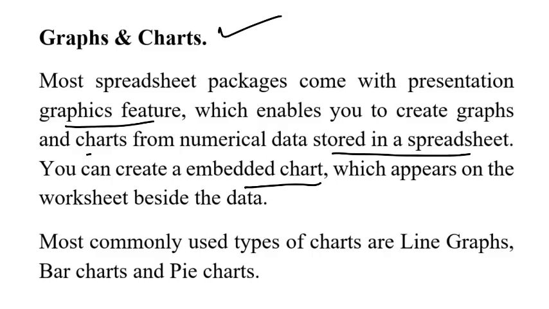Most commonly used types of charts are line graphs, bar charts and pie charts. So what are line graphs, bar charts and pie charts, with which you are very much familiar. A line chart will somewhat look like this. These are examples of a line chart, bar chart and pie chart. In a line chart, you connect the points and mark them, and you connect the points in the form of a line. So that will be a line chart.